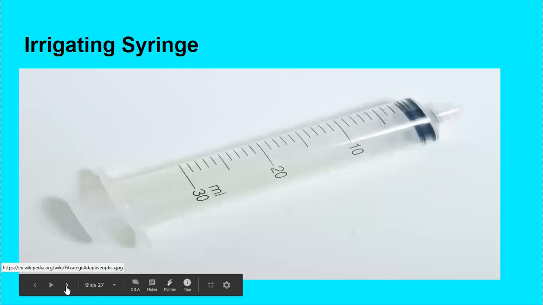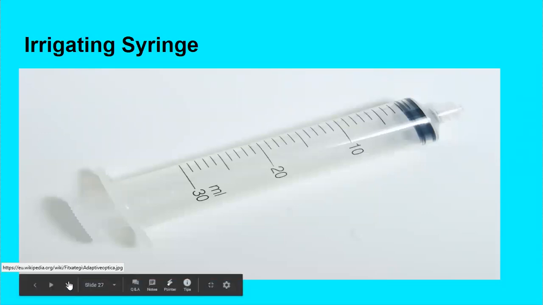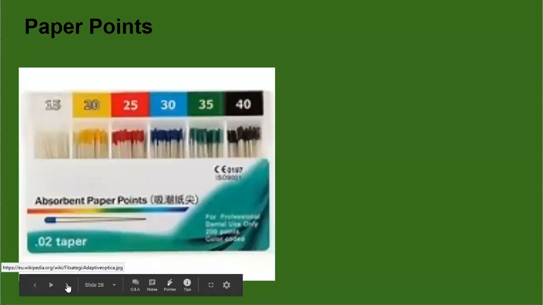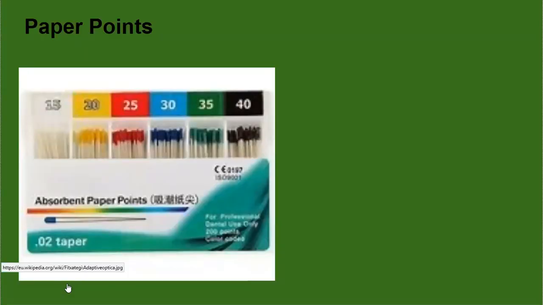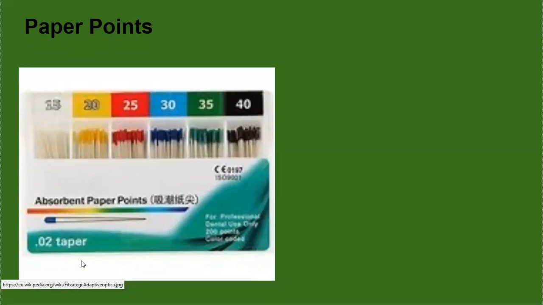And this is an irrigating syringe. I showed you the needle a while ago, but this is the syringe that you put the solution in. And then once you clean it out, you have to dry it. So you're going to use these paper points, and they're different sizes. And he might use more than one. Most of the time they use at least 4 to 6 in a common root canal, but you could use more depending on how many canals there are in the tooth.